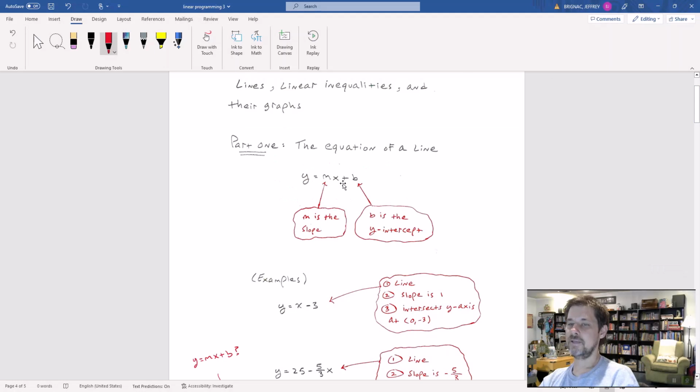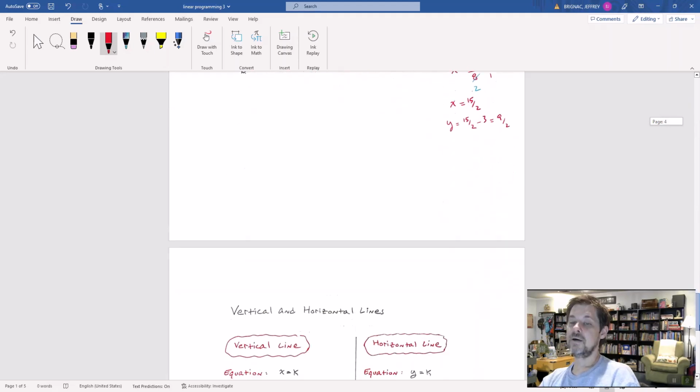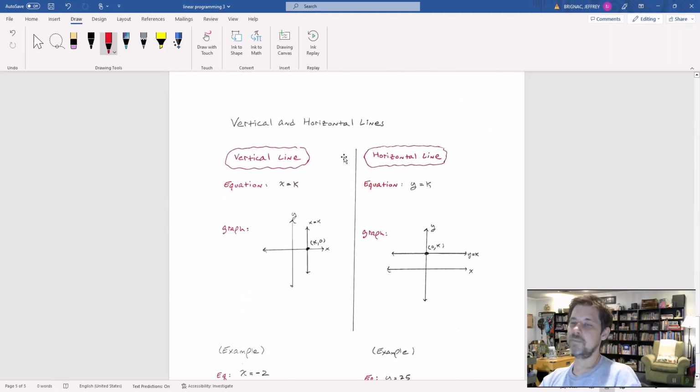The only other thing is I thought I would show you some examples that appear to be exceptions to this, because I said if you're ever looking at y equals mx plus b, that's the equation of a line. But there are some that appear to have equations that are lines that don't look like y equals mx plus b, and those are vertical and horizontal lines.